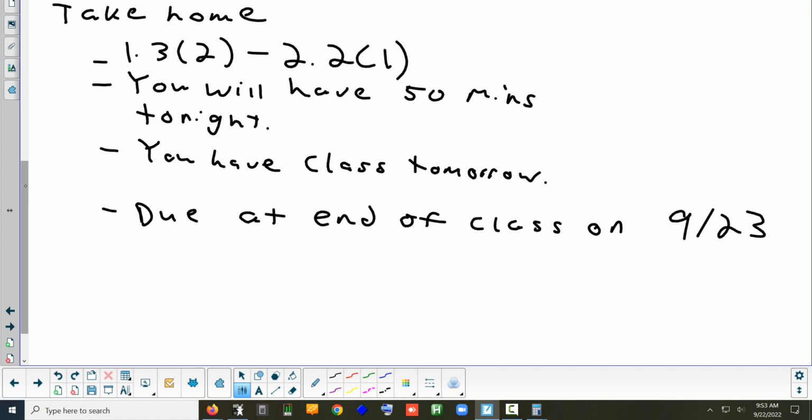Does anybody have a concern about being able to work on it tonight? Don't have internet, don't have time. Yep. I have my EMT class tonight, so I'm not going to be home until really late. Okay. I can try my best. If you don't think you're going to have time to work on it tonight, then I can give you 50 minutes at some other point to do it.